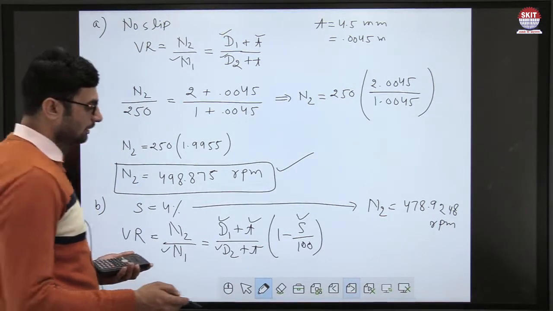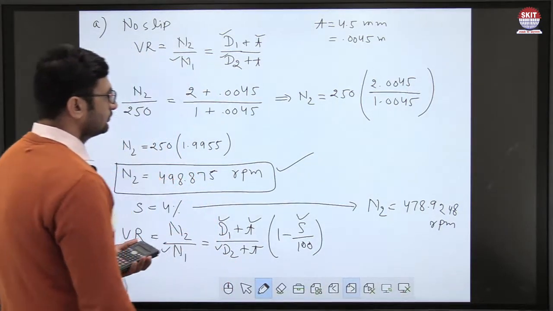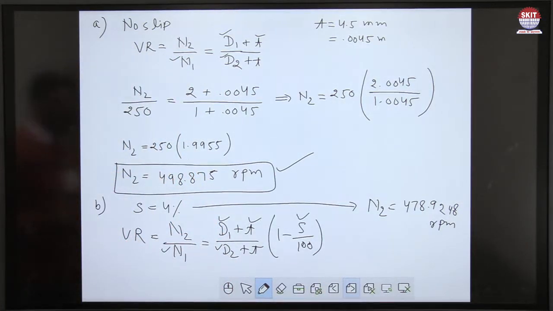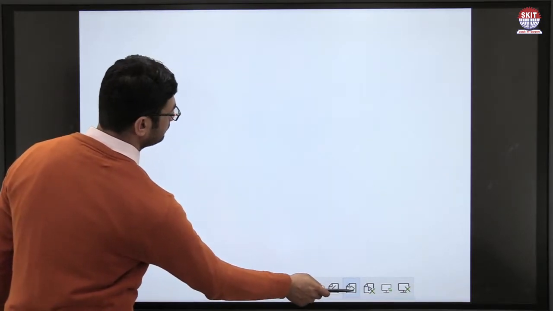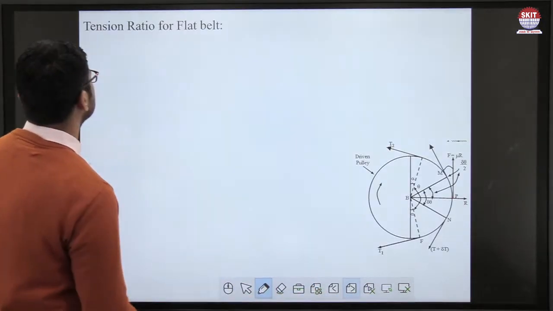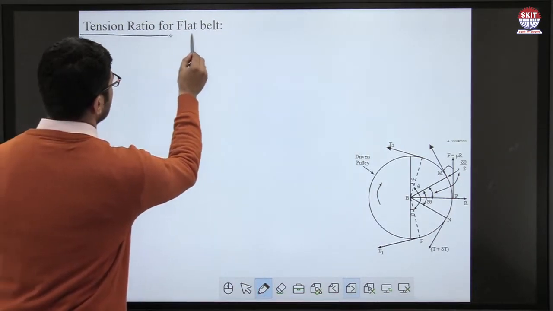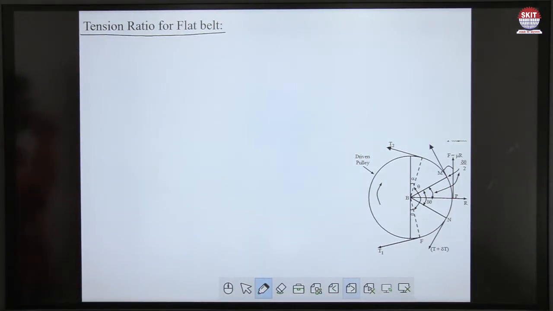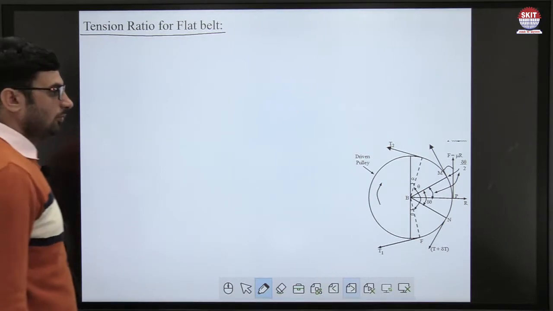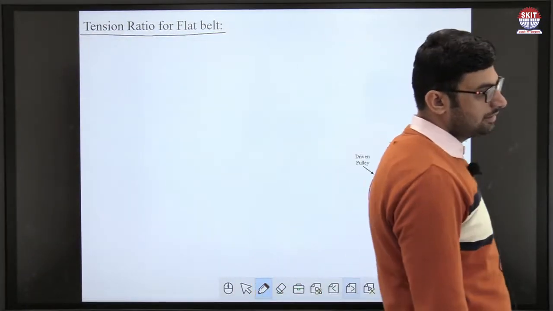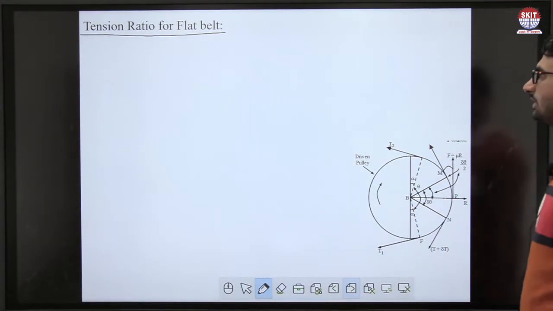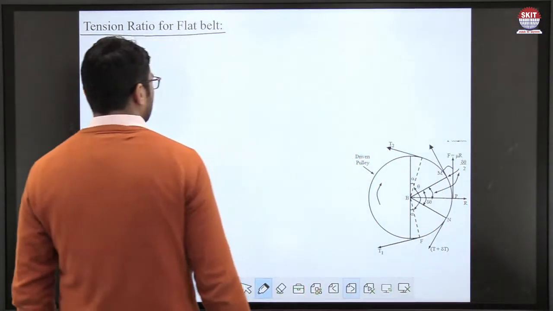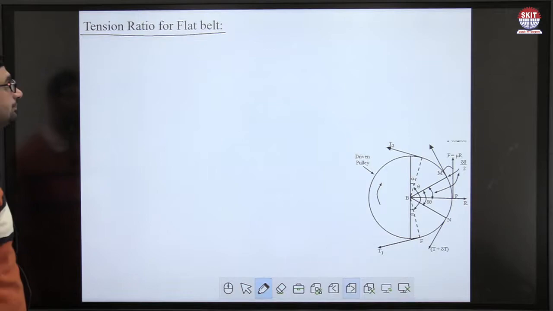Okay. Now we start the tension ratio in the belt. Tension ratio for flat belt. In this tension ratio, for flat belt and V belt, there are two different derivations for tension ratio. First, we find out what tension ratio is. Then we derive the formula.